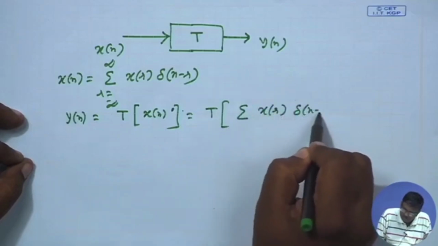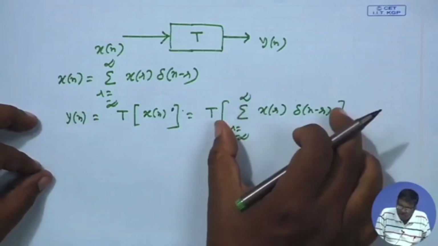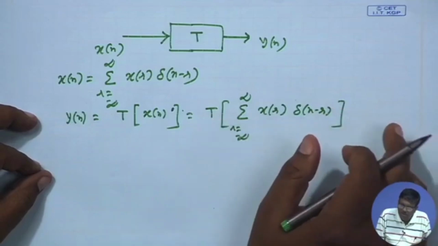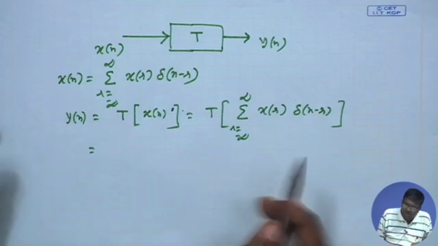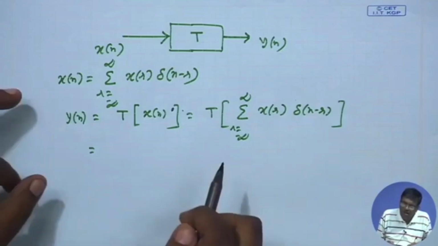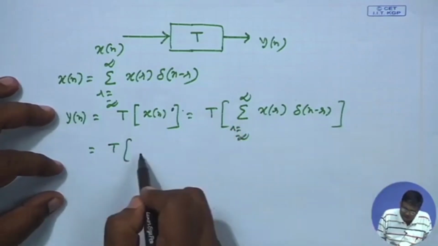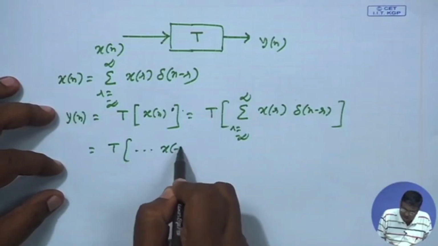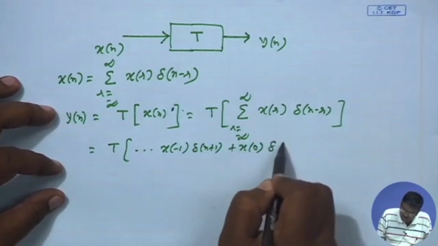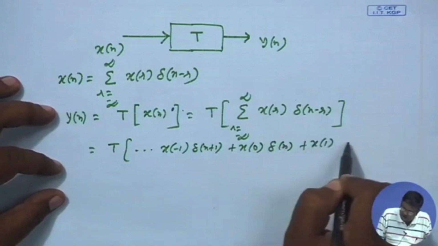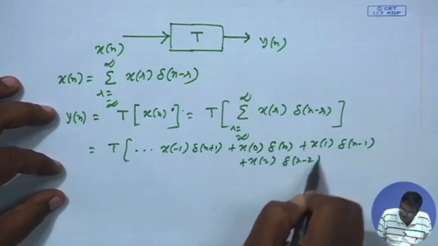Now, the system is linear, and it is a summation. It is a summation of various subsequences, right. So, overall response will be summation of individual responses because of linearity. If I write the summation in the detailed way, in this manner: x minus 1 delta n plus 1, x 0 delta n, x 1 delta n minus 1, x 2 delta n minus 2, and so on.